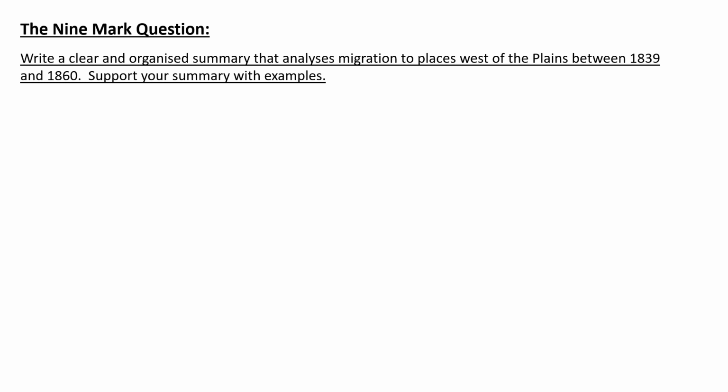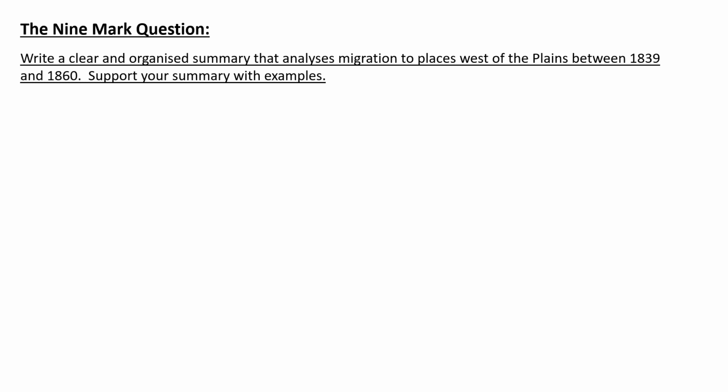The 9-mark question will have exactly the same question stem again as the 9-mark question on the public health exam. So it will always ask you to write a clear and organised summary of something. In this instance, we have a question that says, write a clear and organised summary that analyses migration to places west of the plains between 1839 and 1860, and then you are asked to support your summary with examples.